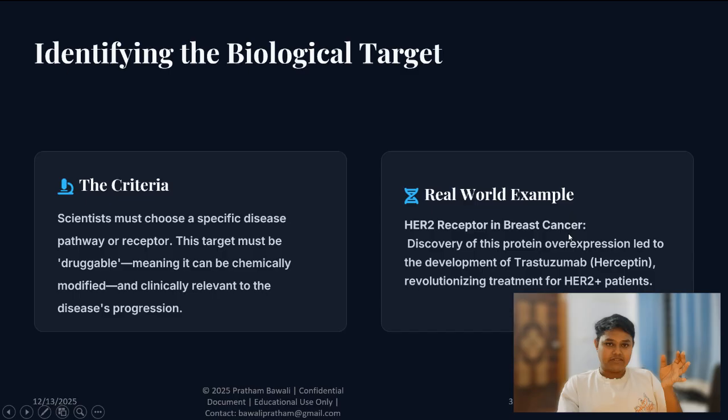Now we will see a real-world example, which is the HER2 receptor in breast cancers. The discovery of protein overexpression led to the development of trastuzumab, Herceptin, a revolutionary treatment for HER2 patients, which basically stopped the pathway responsible for the development of that cancer.